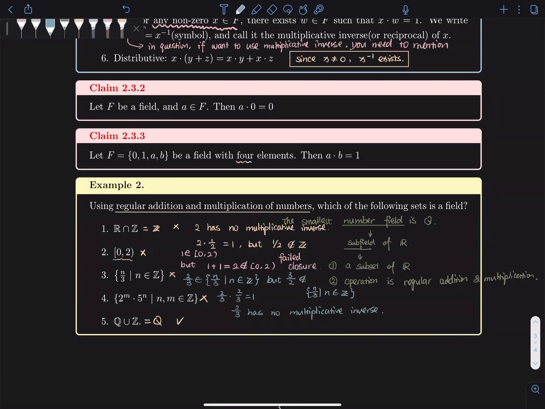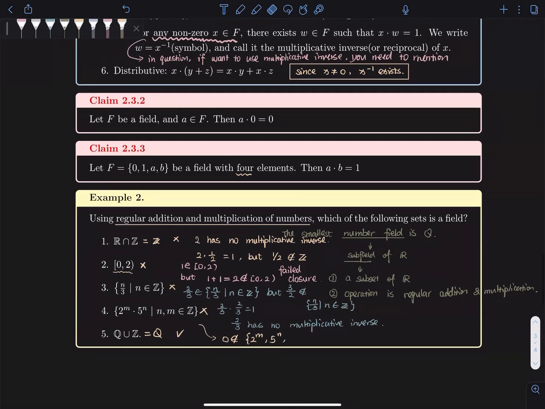Number 4. I think this one is obvious. The reason is 0 is not in there. There is no way you can get 0. That's why it's not a field. It failed a few axioms, I think, but the most obvious one is that 0 is not there.